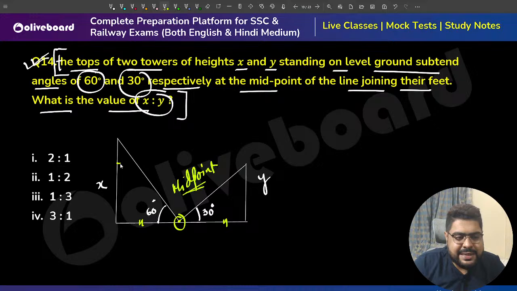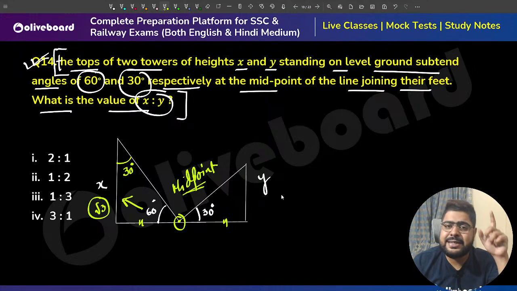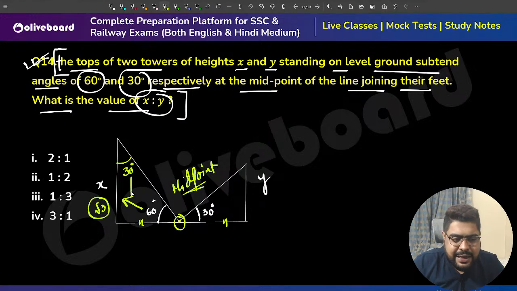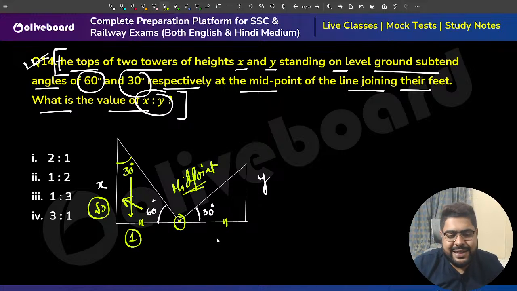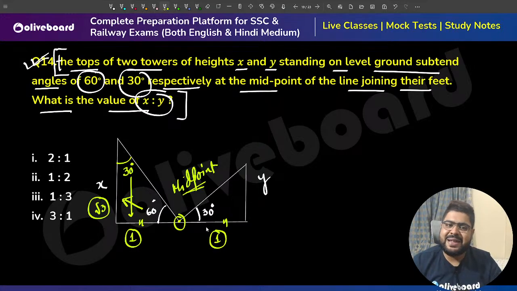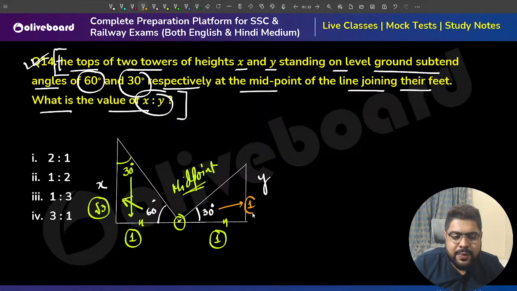If this is 60, this is 30. And we all know that in a 30, 60, 90 triangle, opposite to 60 degrees is always root 3 units, and opposite to 30 degrees is always 1 unit. Now, if this is 1 unit, this must also be 1 unit. And again, opposite to 30 it's 1 unit, and opposite to 60 is root 3 units.